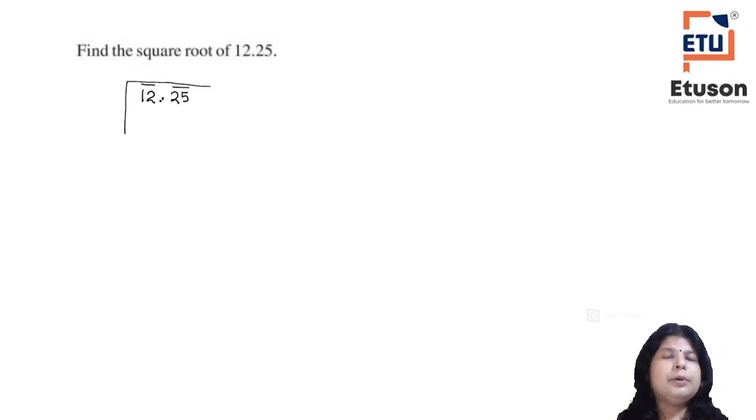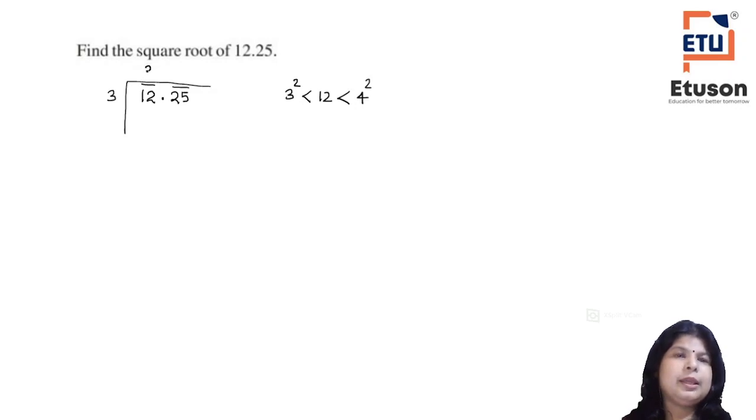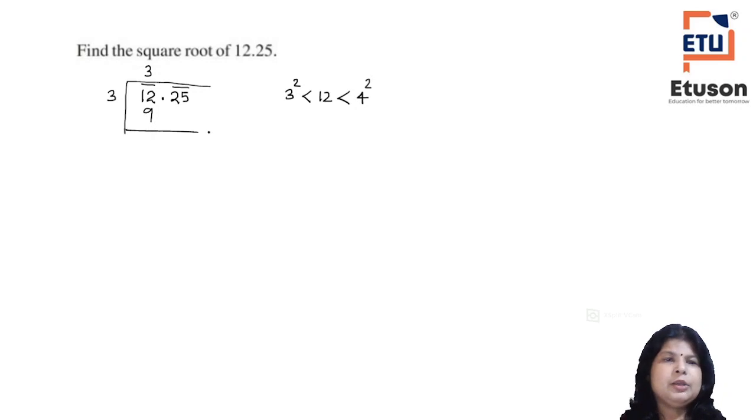Now as usual, what you are doing in the division method, you have to search for a number whose square is less than or equal to 12. So we know that 3 square is 9, which is less than 12, whereas 4 square is more than 12. So you have to take 3 here. So now you have taken 3 here. If 3 is the divisor, then 3 into 3 is how much? It is 9. Right? So you take the remainder as 3.